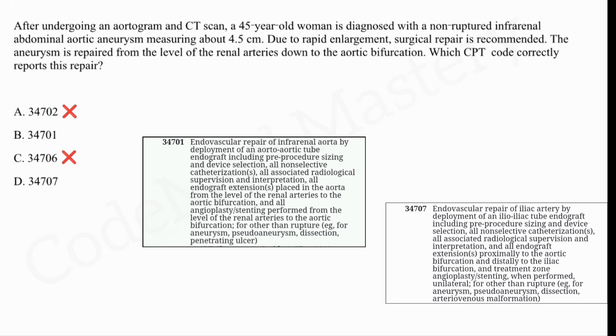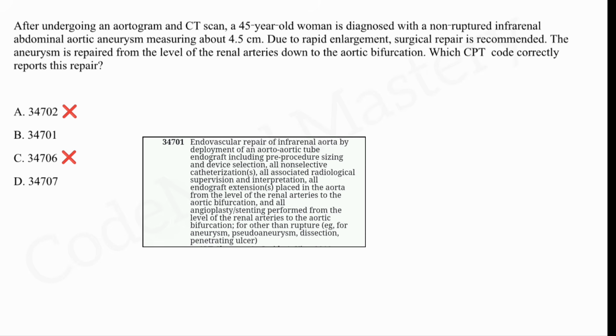34701 is for endovascular repair of infrarenal aorta. 34707 is for endovascular repair of iliac artery. In the question, they have given infrarenal aorta, infrarenal abdominal aortic aneurysm. Therefore, we have to use the code 34701. 34701 is the only code which matches infrarenal non-ruptured renal to bifurcation aorto-aortic tube endograft repair. I hope you're clear with it.